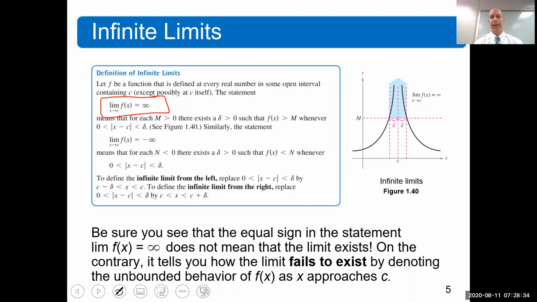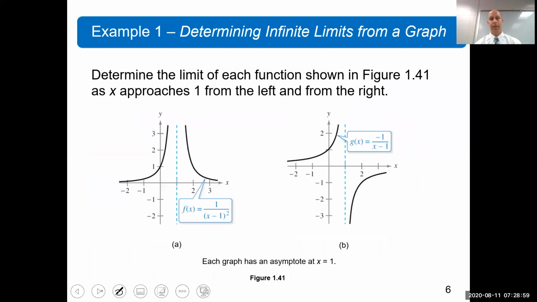So this is the delta-epsilon definition for an infinite limit. You really don't need to worry too much about this, but I'm just including it in case you are concerned about how rigorous this class could be. By the way, the definition down here is for the limit being negative infinity. Okay, let's go ahead and go to the next slide.